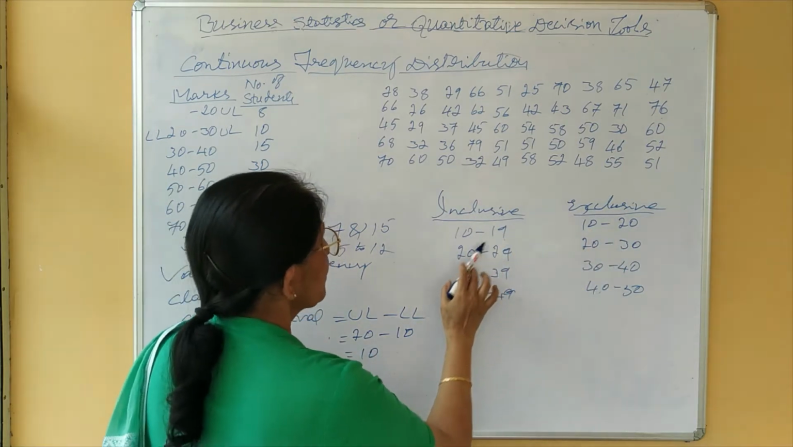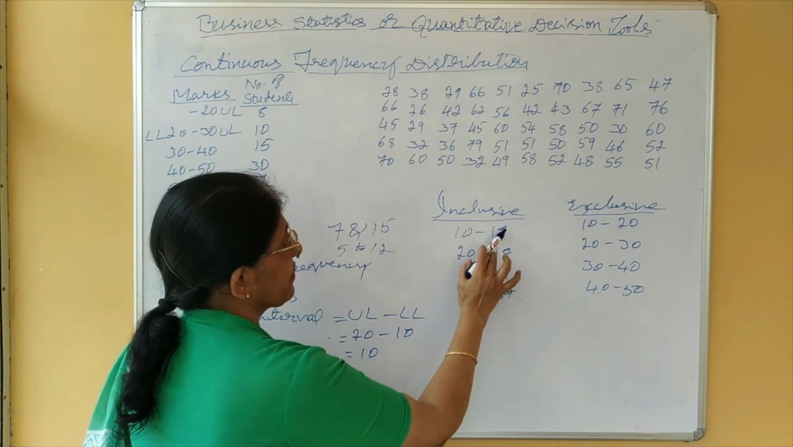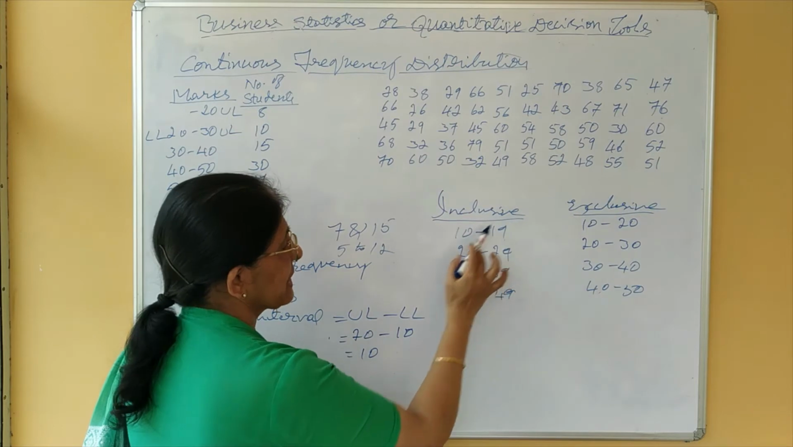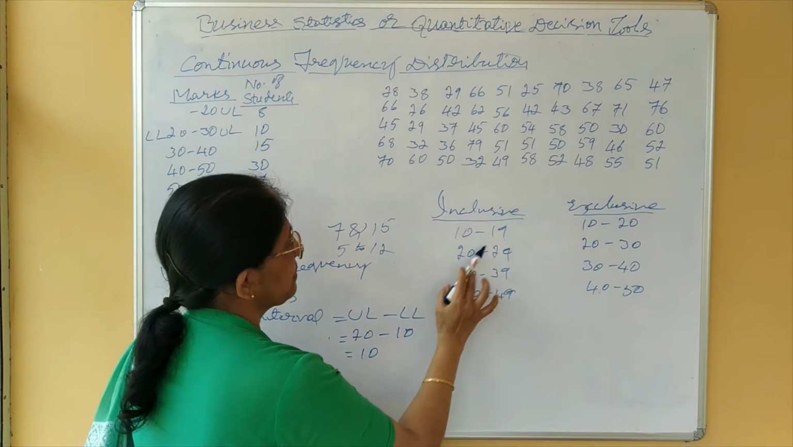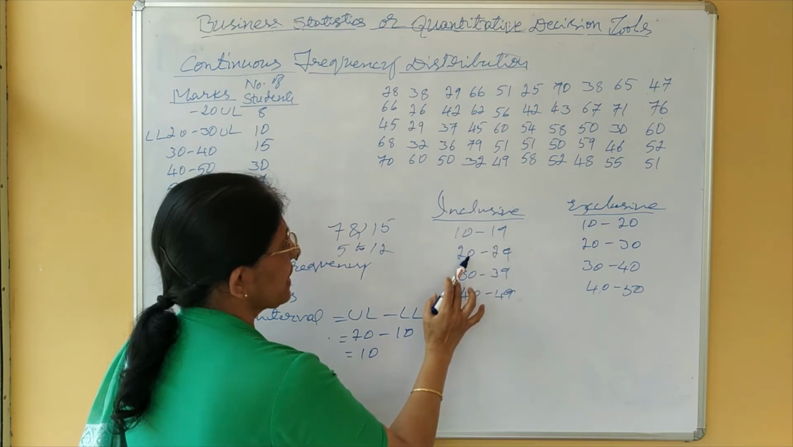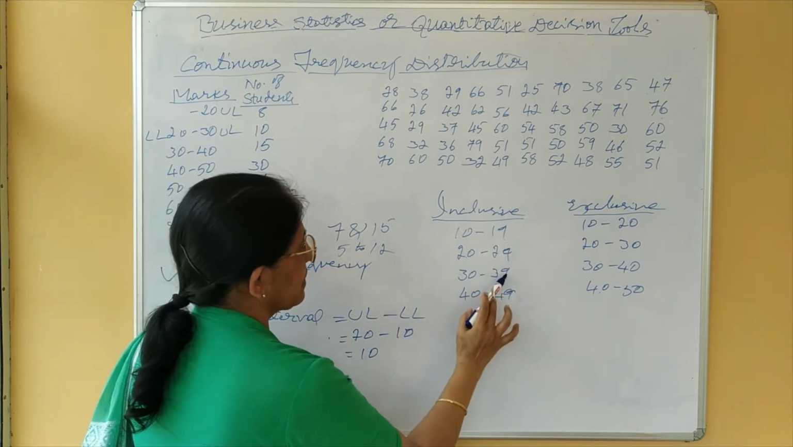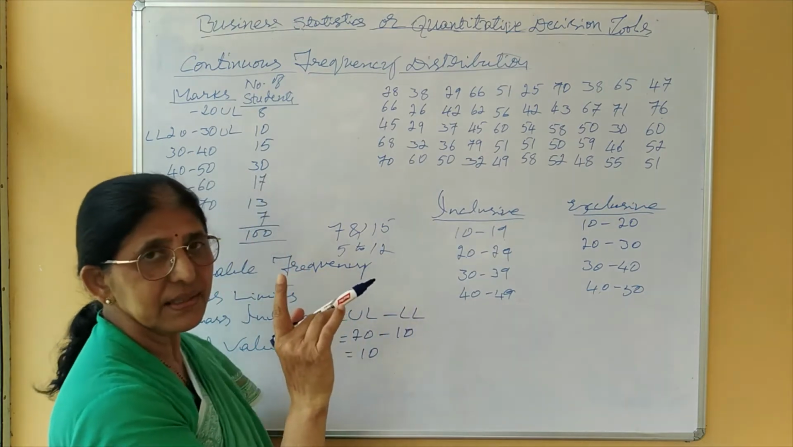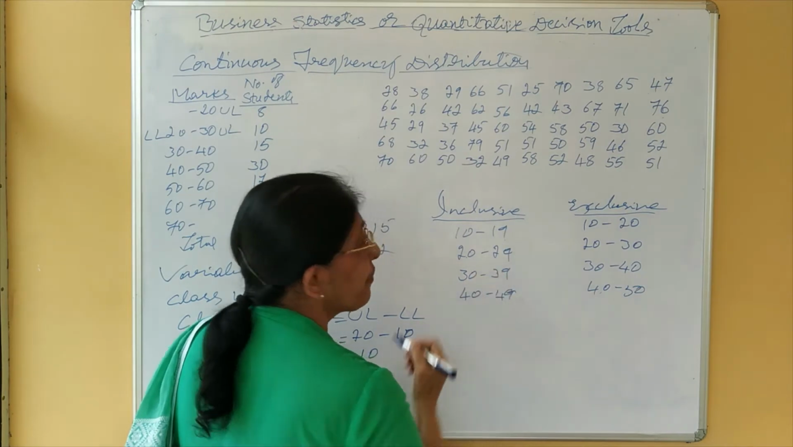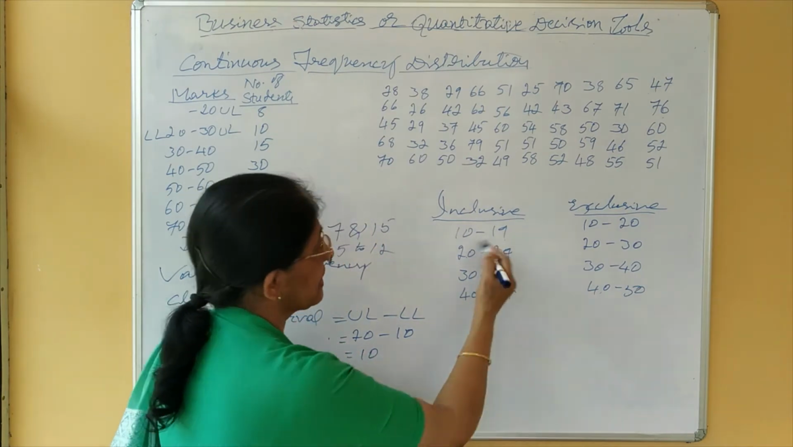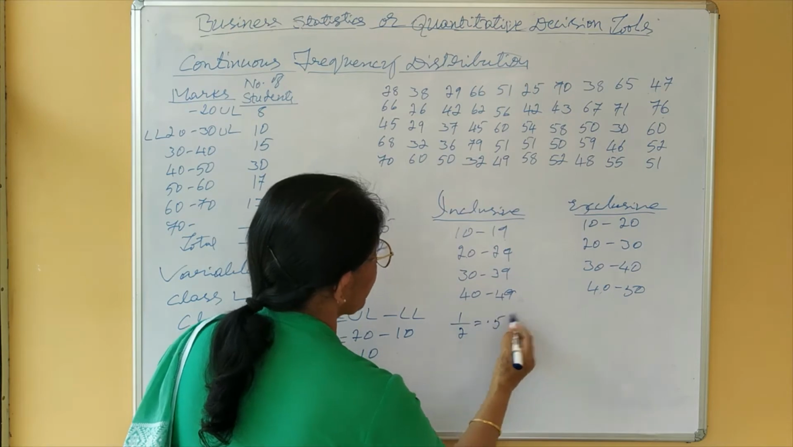Here, first we have to find out the jump or the difference between the upper limit of the previous class and the lower limit of the immediate next class. Here the jump is how much? 19 to 20, 1. 29 to 30, 1. 39 to 40, 1. Isn't it? Now, here you have to take half of this jump or the difference. Here jump is 1, half of that means 0.5.